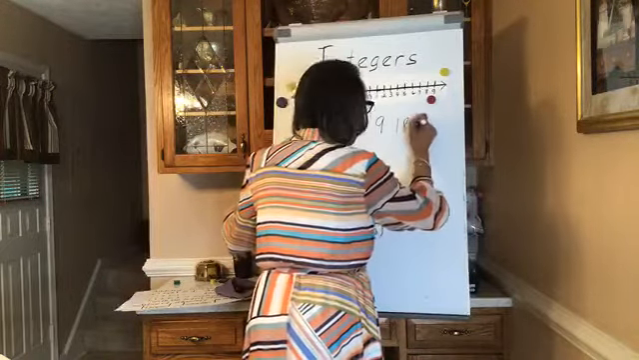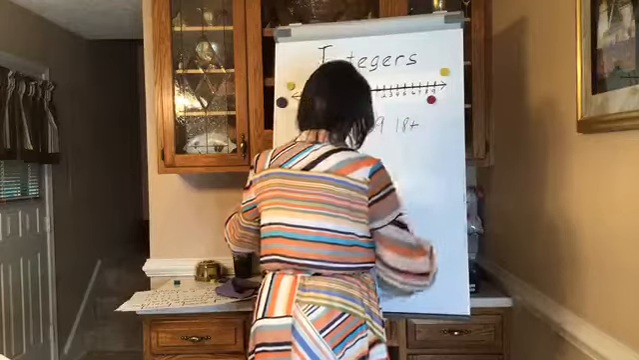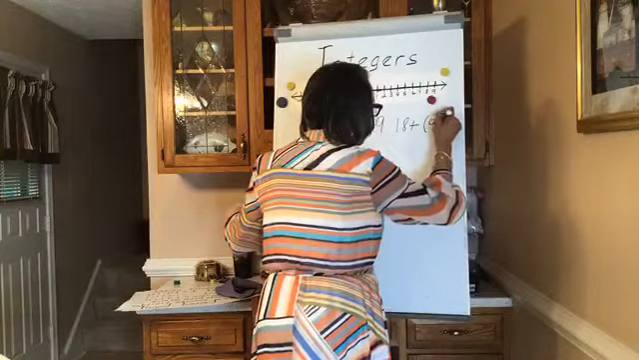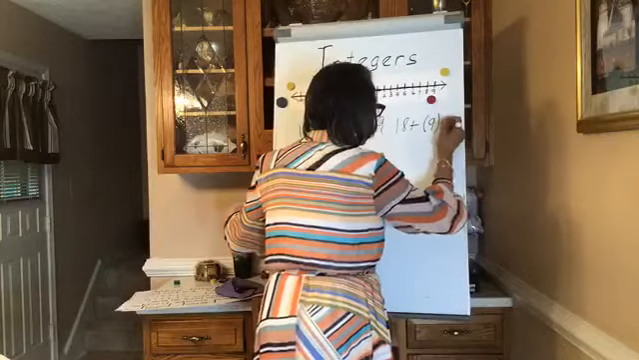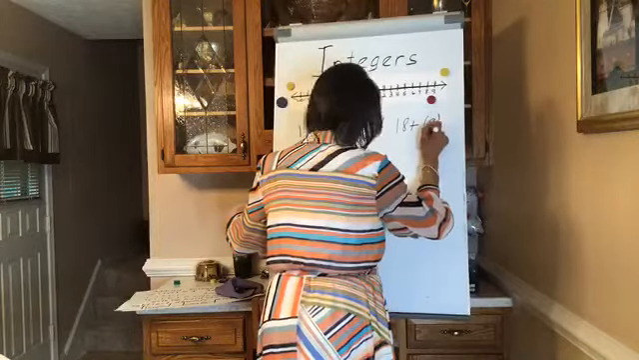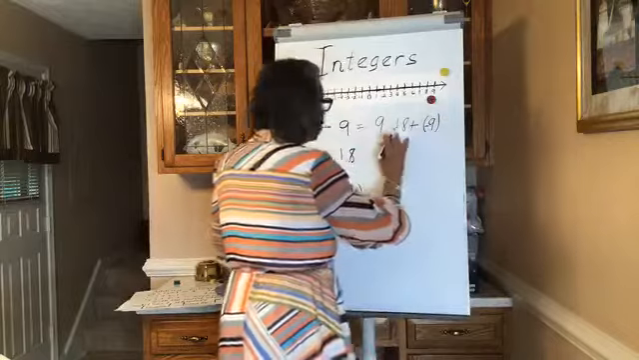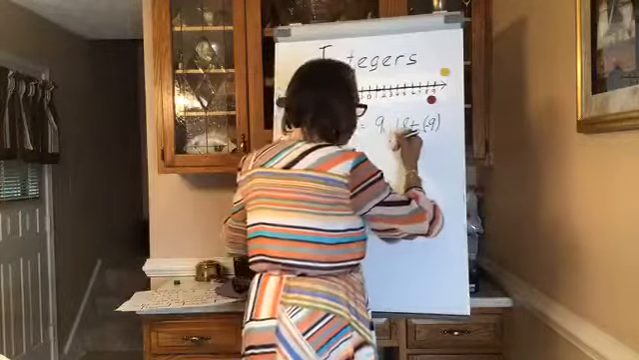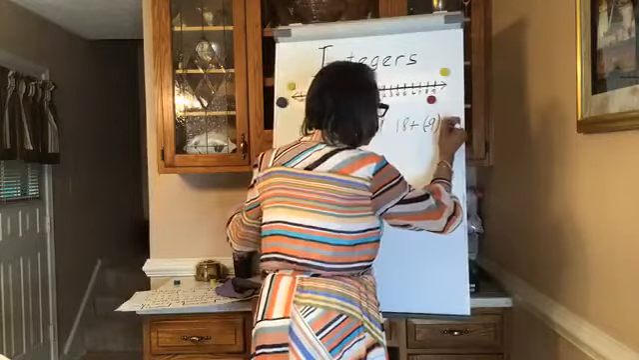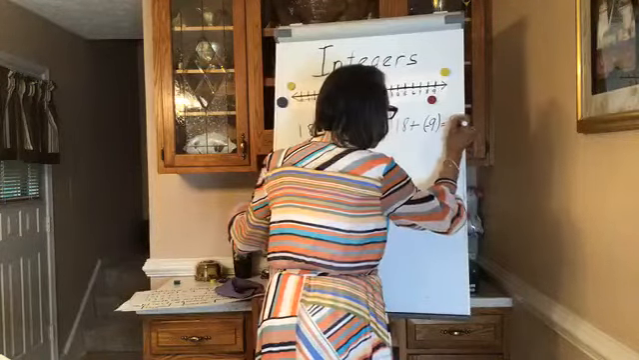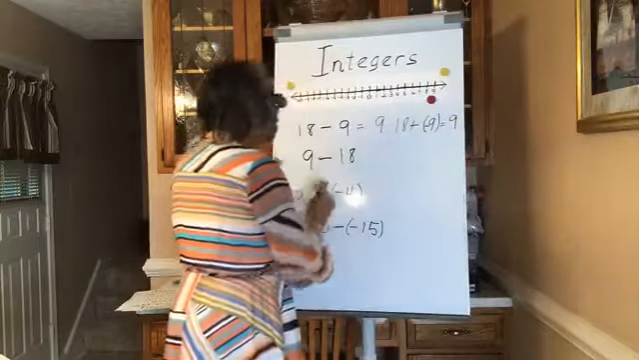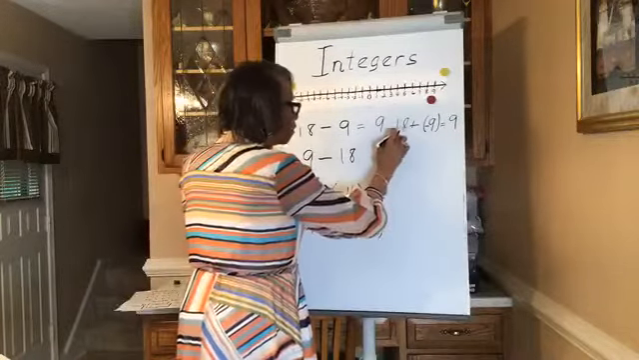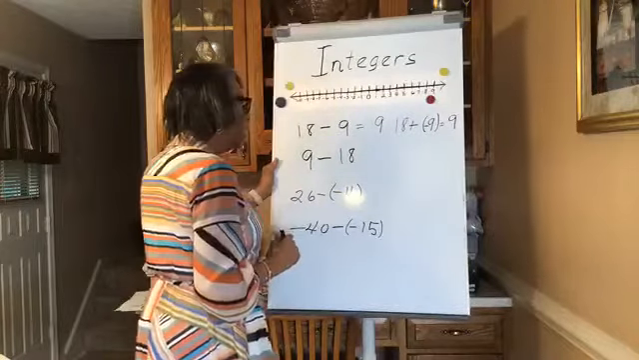18 plus the opposite of 9, which is negative 9. And we add a positive and a negative. We just finished doing that. We're going to subtract 18 minus 9, and we get 9. And both of them are positive. The large absolute value here is positive.